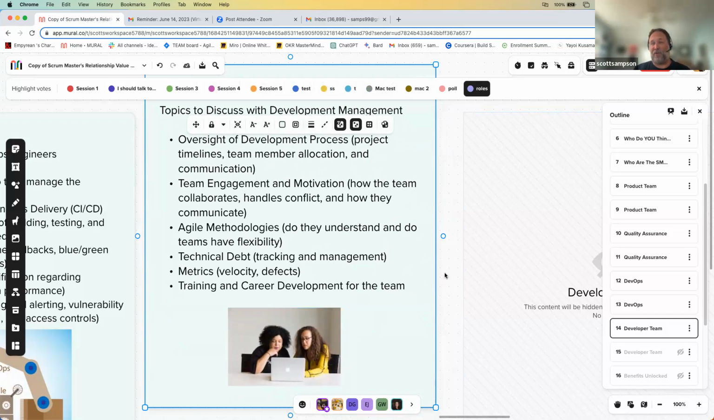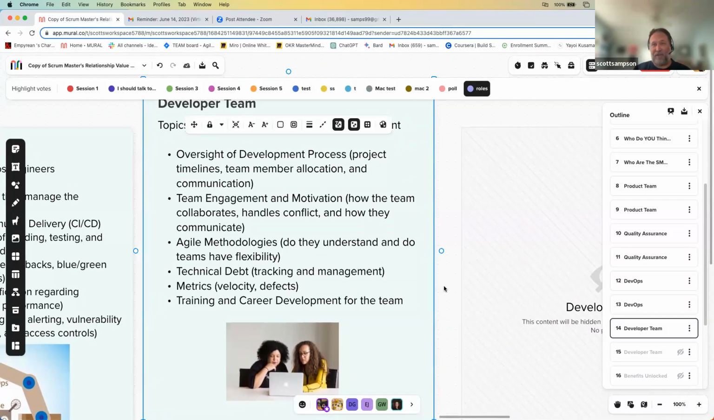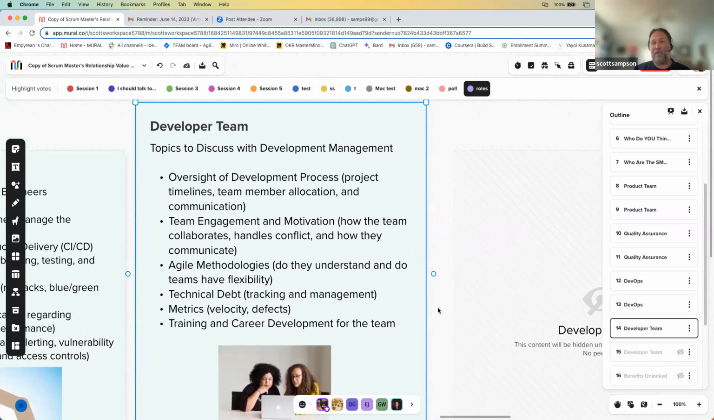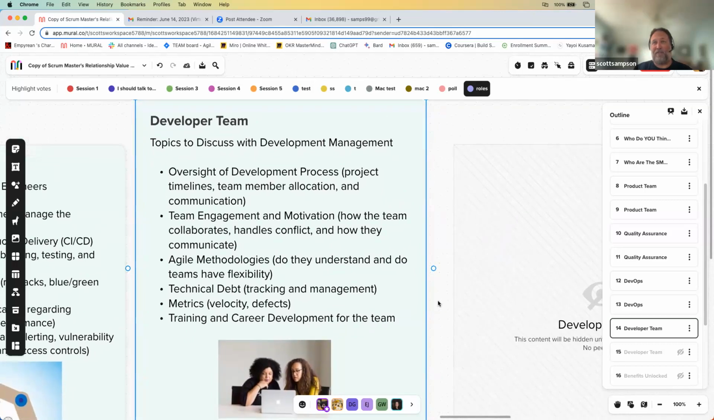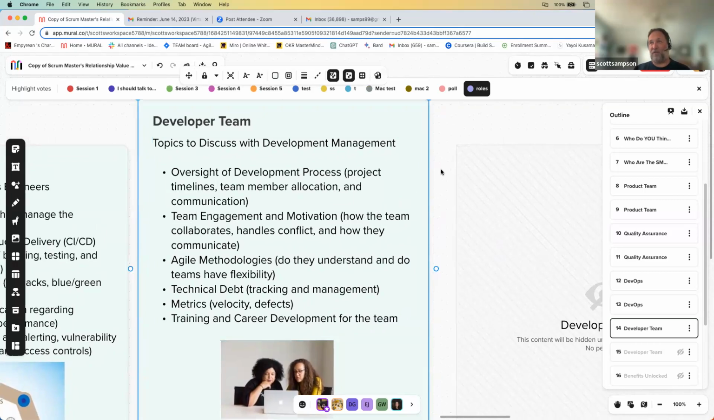And then training and career development for the team. I know in my Agile coaching sessions, I do ask about what career aspirations are for team members to try to help them with that. So these are all things you can talk to development management about and add value.